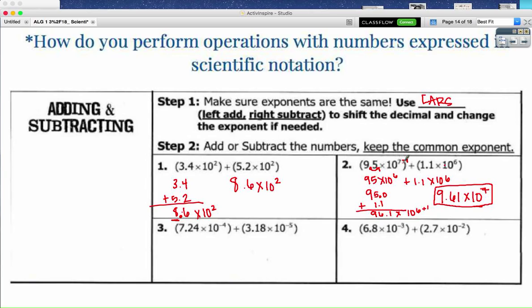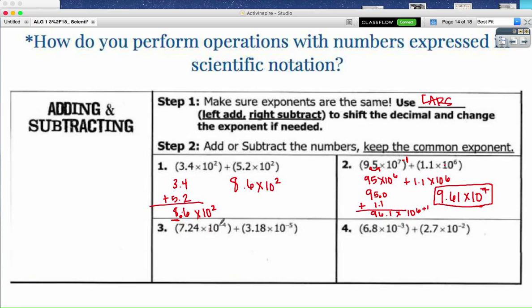Now I could have, in the beginning, made them both 7s, and I really wouldn't even have to do that at the end. So like I said though, it doesn't matter. You could make them both 7s, both 6s. Just always check your final answer and make sure it's in the proper scientific notation form.